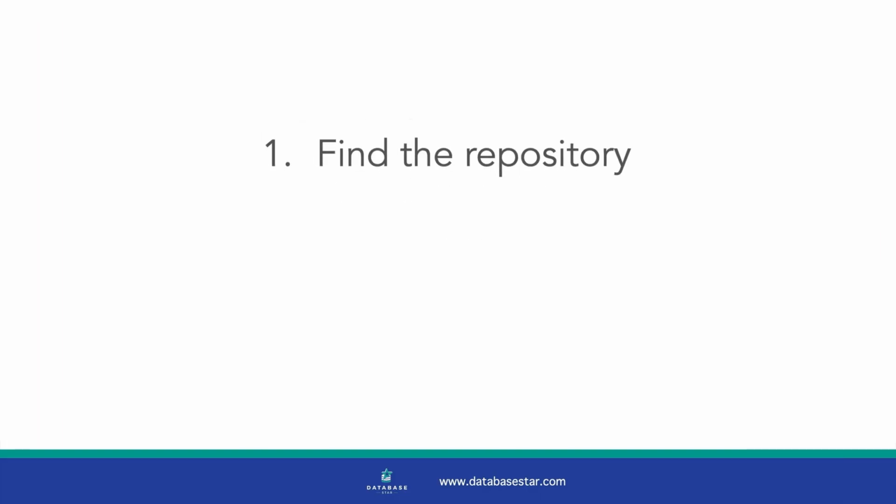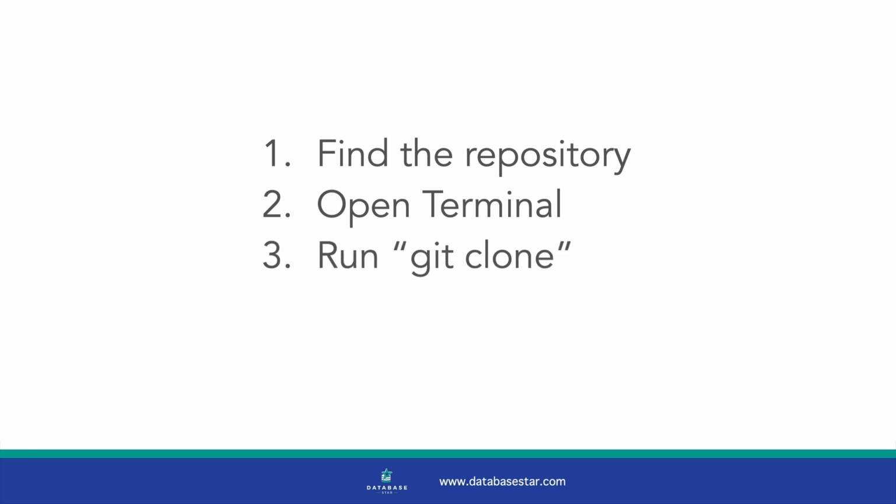Here is a quick overview of what we'll do. First, we find the repository we want to download. Then we open our command prompt or terminal and run a command called git clone. I'll show you exactly how to do this later. Next, we can view and open the files. You could download all of the files individually from the GitHub website, or download them in a zip file, but I think this method is easier because you can get updates to the files.